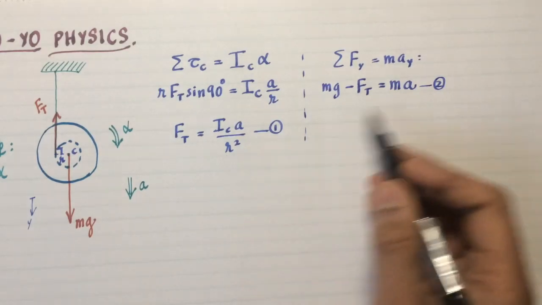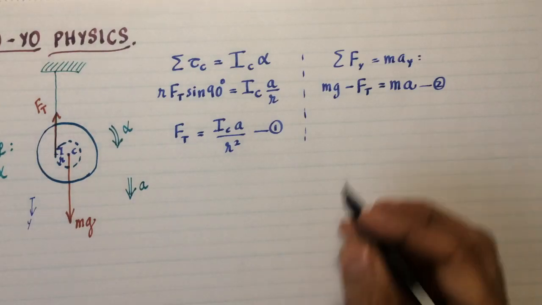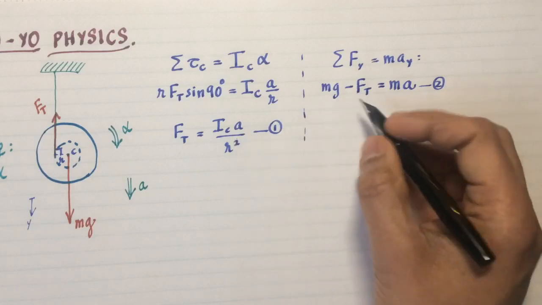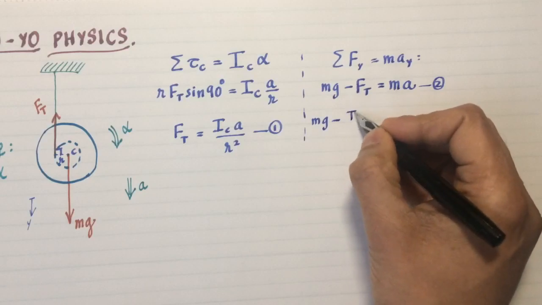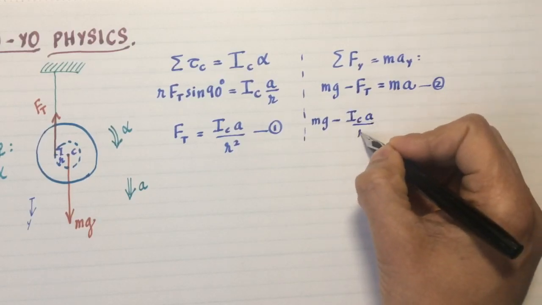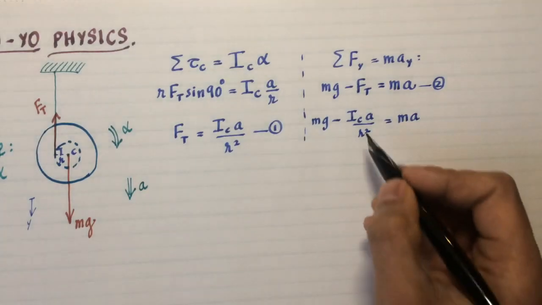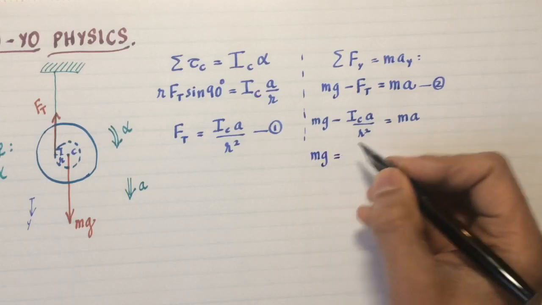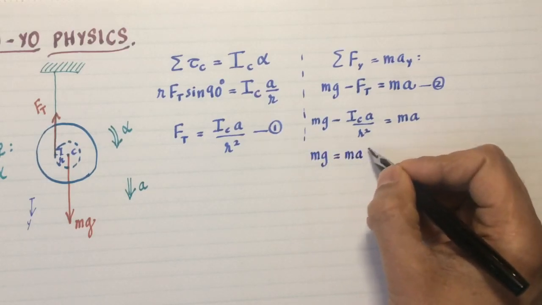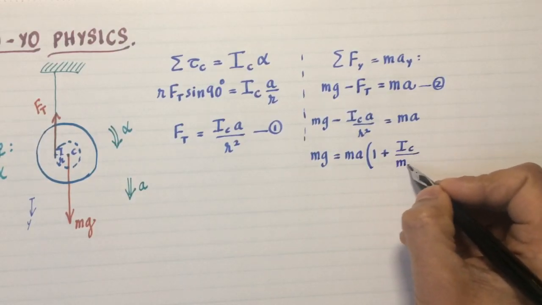And equation 1 and equation 2 can be solved together. Let's do that next. I'll substitute for f_t here. So I get mg minus I_c a over r squared is equal to ma. Now I can take the a over to the other side. So I get mg equals ma times 1 plus I_c over m r squared.